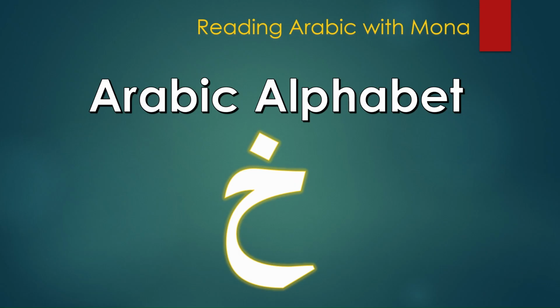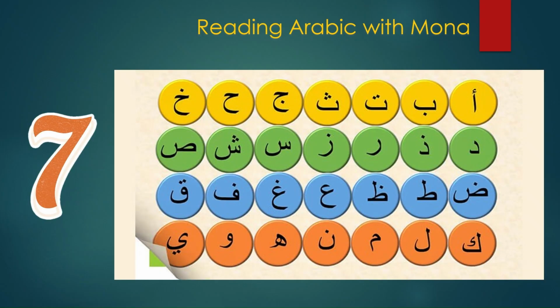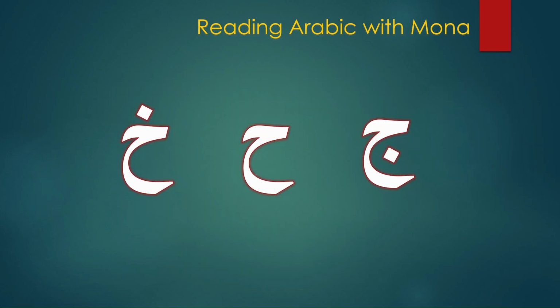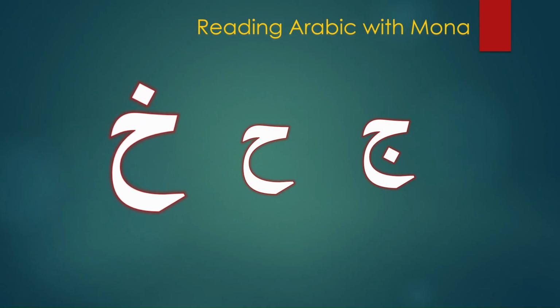Today's lesson is about the Arabic letter Khaa. The letter Khaa is the seventh letter of the Arabic alphabet, and it is one of the three letters that share the same shape but with a different dot position. The dot of the Khaa is above the letter.